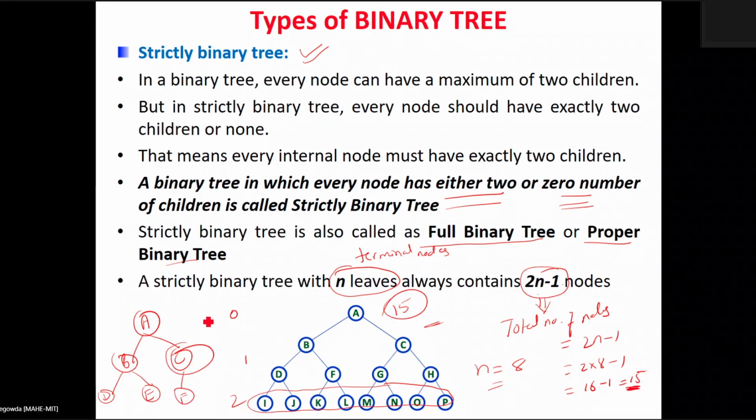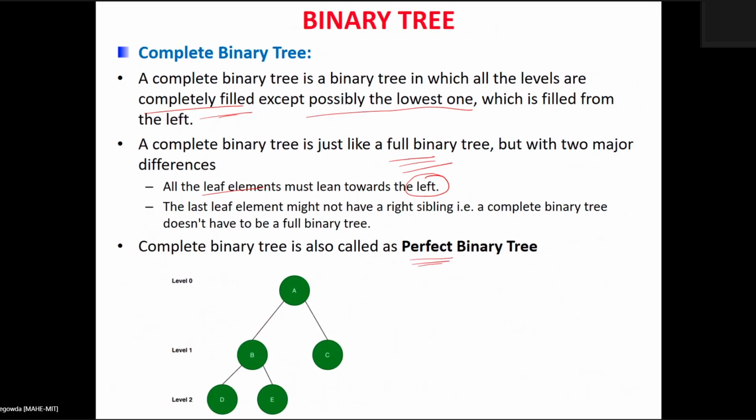But here the node C has only one child, which does not satisfy the definition of a full binary tree. So this is not a strictly binary tree, or not a full binary tree. In a strictly binary tree or full binary tree, every internal node should have two children. But if you look at C here, C has only one child. So this is not an example of a strictly binary tree. Okay, so this is one example of the perfect binary tree.